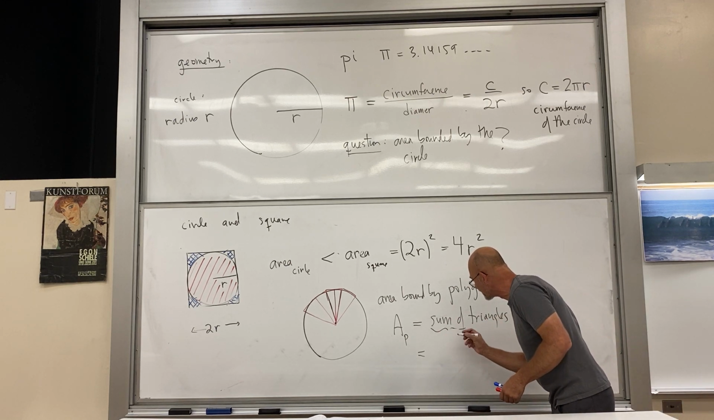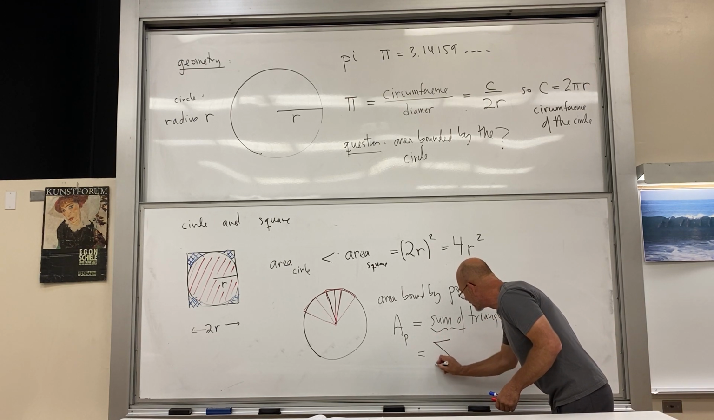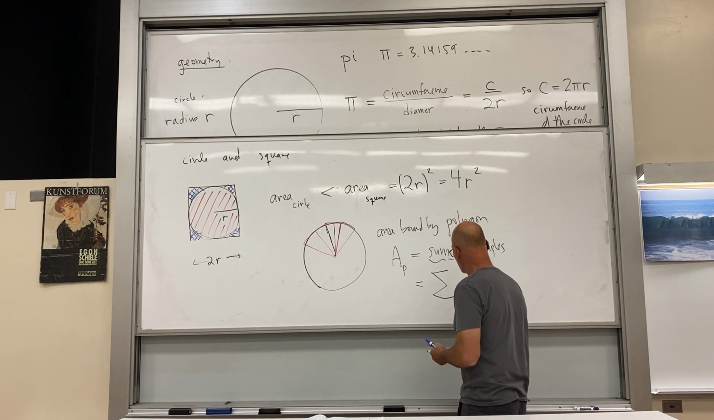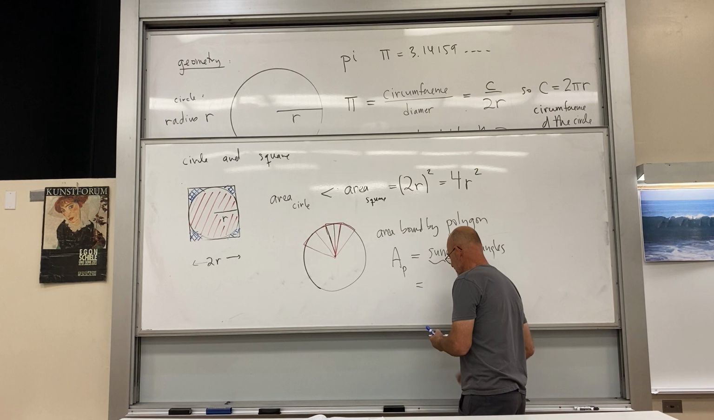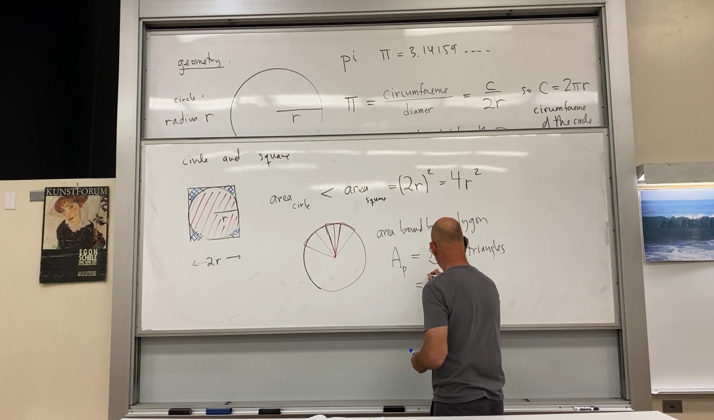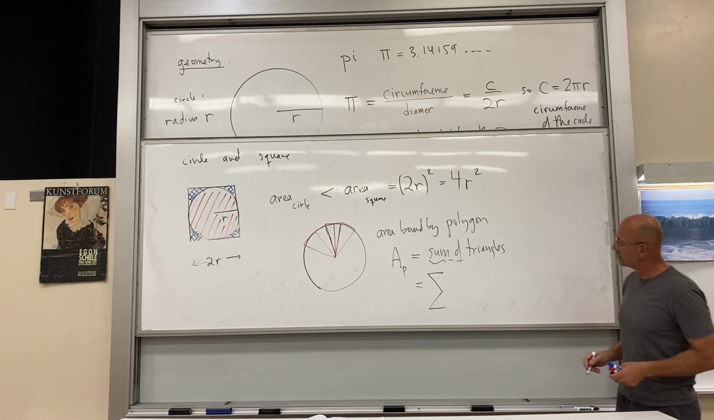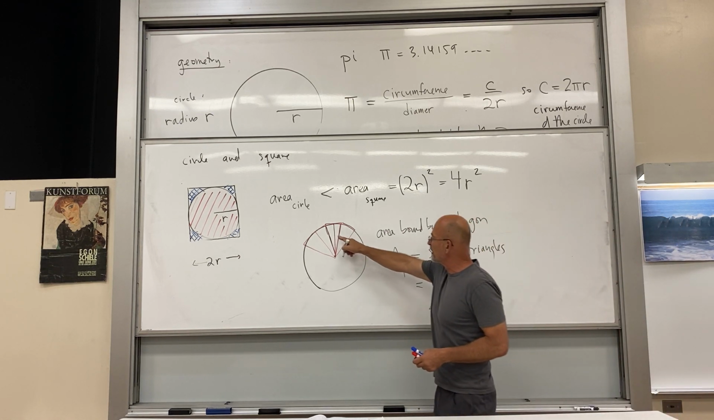Let's go ahead and draw that nice. Okay. Sigma's not looking that good. Once more with feeling. Boom. Okay. There's the sum of, and what is the area of one of those triangles?